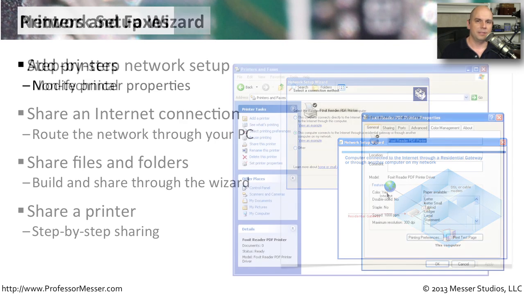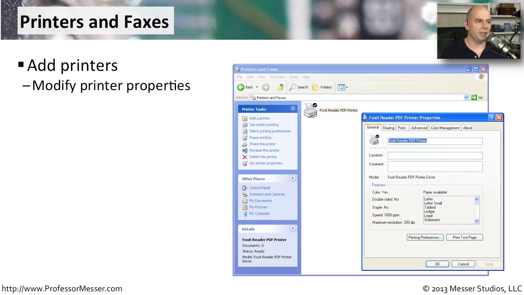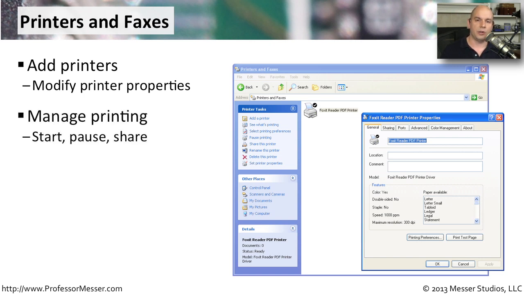Speaking of printers, there's a control panel utility for printers and faxes inside of Windows XP, and this is where you would go to define and configure all of your printers and all of your fax configurations. This is where you would also start and stop and manage who can print and how they would print to a particular printer.